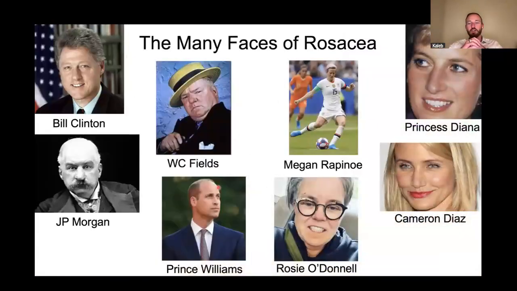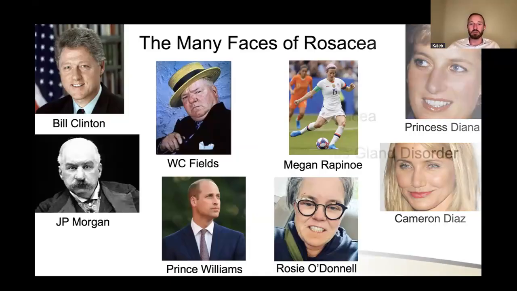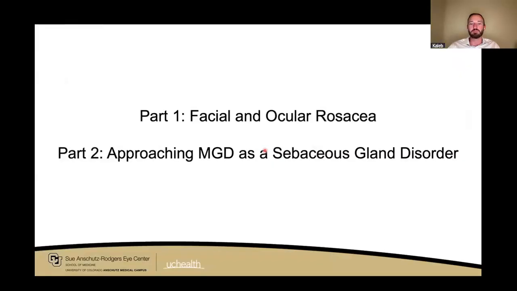So I think if you start looking for facial rosacea in your patients, you will find that so many patients end up having facial rosacea. If you're listening and not looking at the slides here, these are some pictures of people that we know have facial rosacea, people like Bill Clinton, Cameron Diaz, Princess Diana, Rosie O'Donnell, Prince William, W.C. Fields, J.P. Morgan. There are many patients that have facial rosacea. There are many patients that have ocular rosacea if we start to look for it.